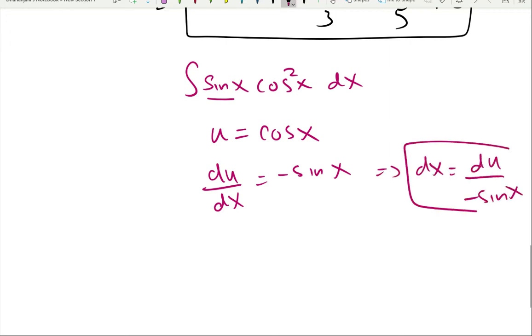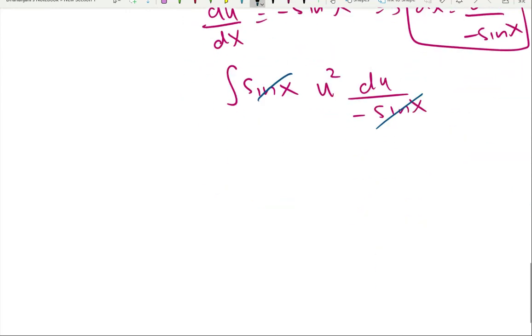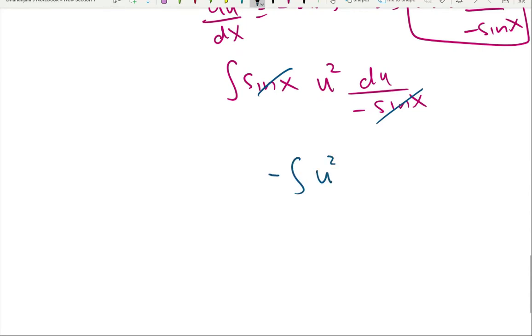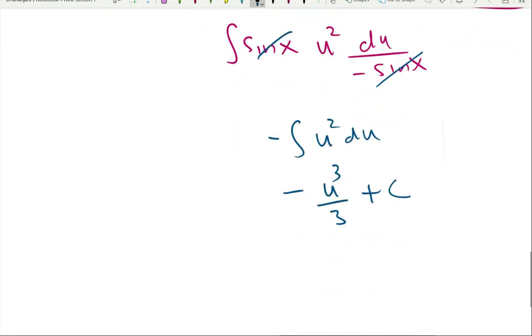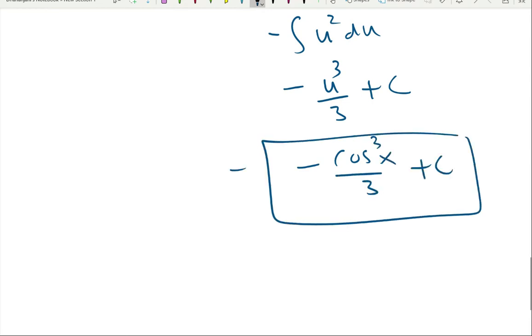All right, so let's substitute both of these things. Cosine square is u square because u is cosine. dx is du over negative sine x. Oh my god, this is going to be the easiest problem. Sine x cancels out and you get minus u square. Isn't this easy to integrate? If you integrate u square, it's u cube over 3 plus c. What is u? Cosine. Okay, so minus cosine cube x over 3 plus c. Here we go. This is the solution.